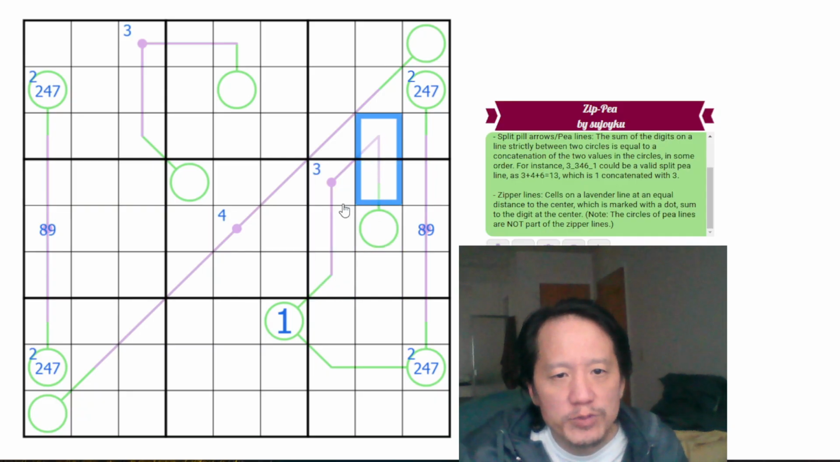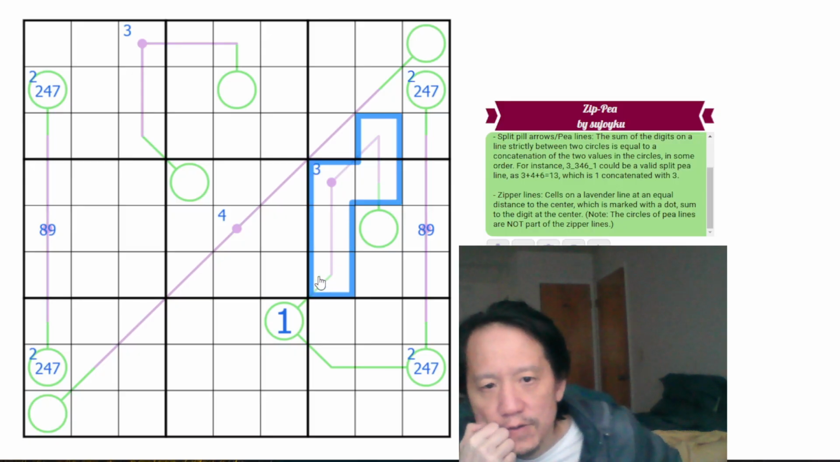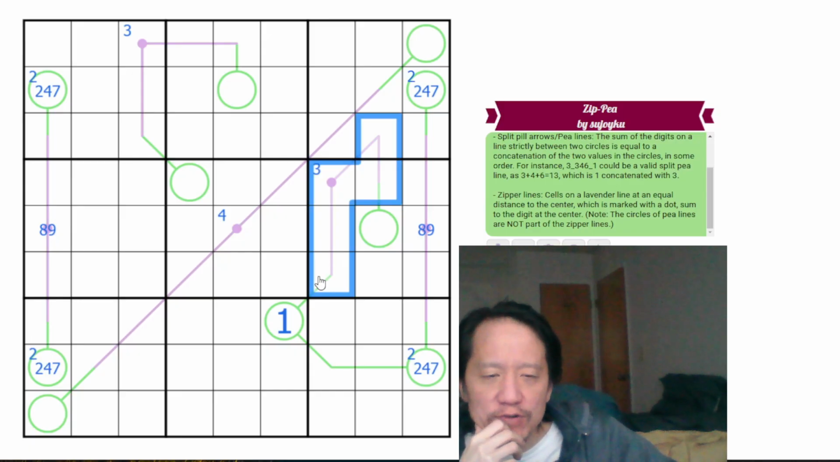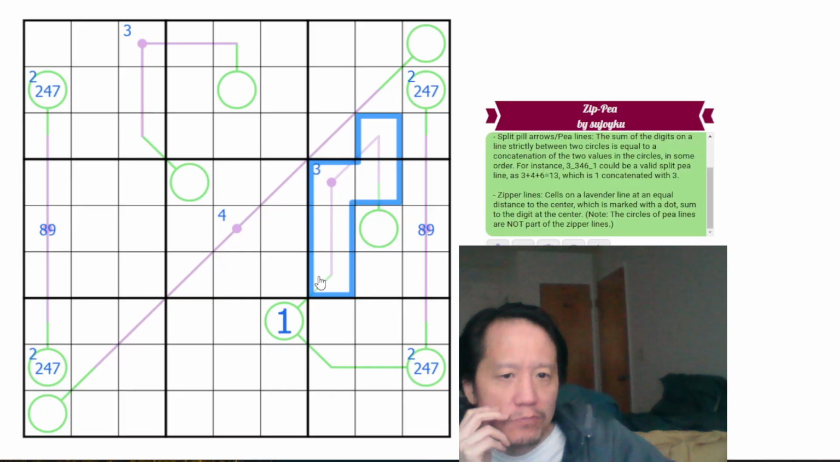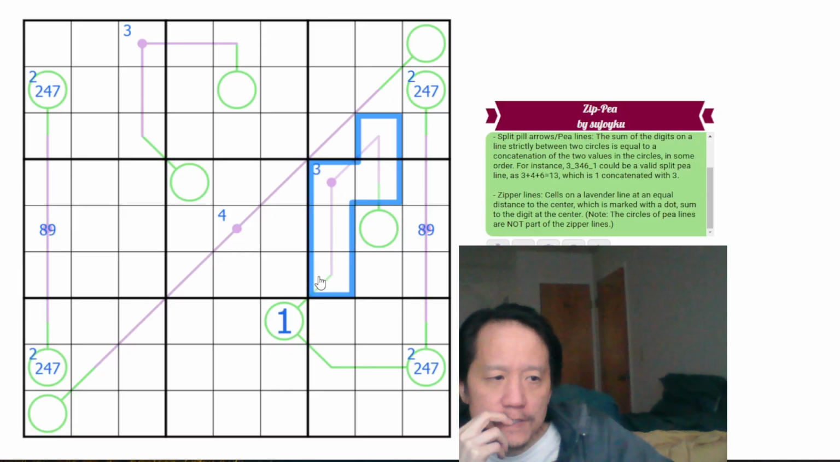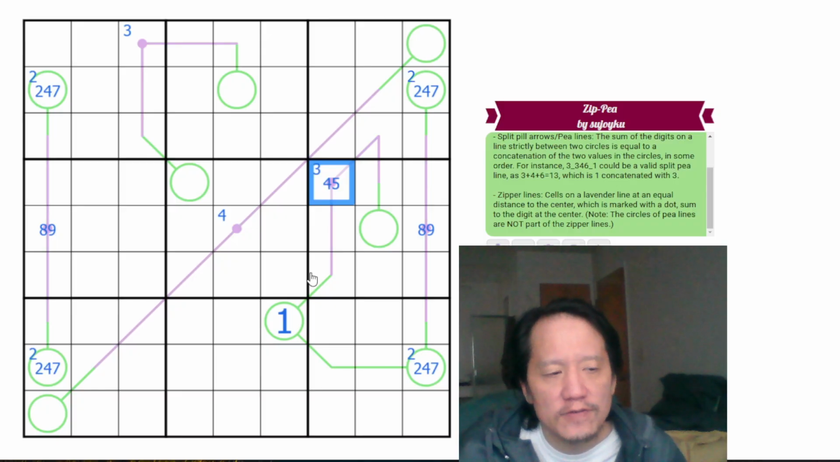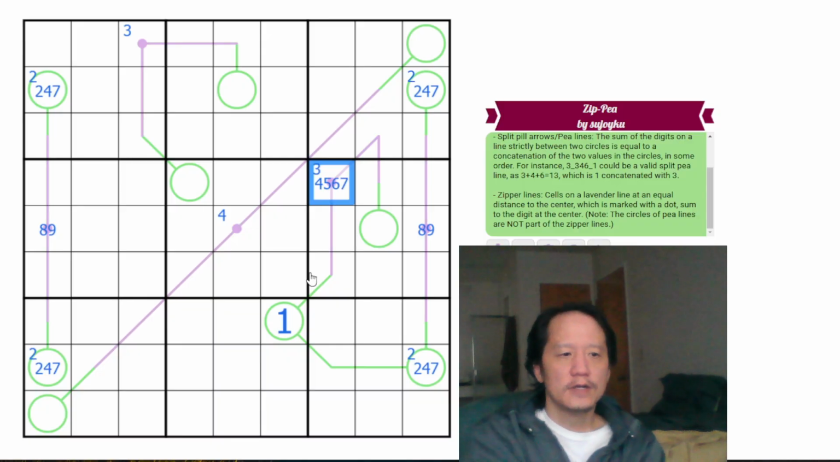This is multiplied by 3. It could be 12, 15, 18, 21, and I think that's it, because it has to be divisible by 3, right? So it could be 12, which would make this 4. 15, which makes that 5. 18, which makes that 6. And 21, which makes that 7. It cannot be 24, cannot be 27.